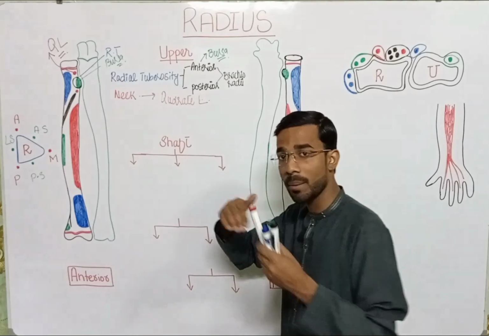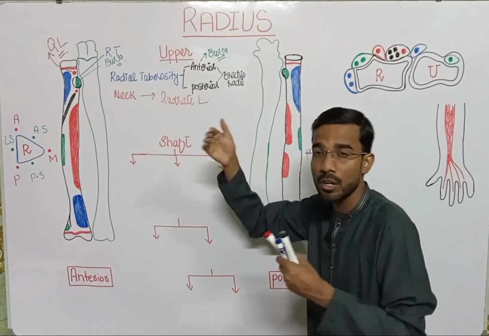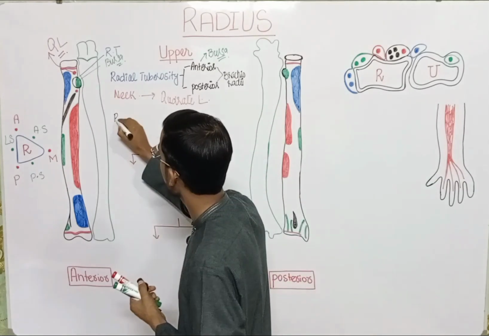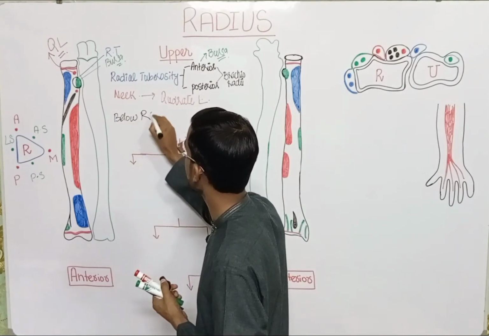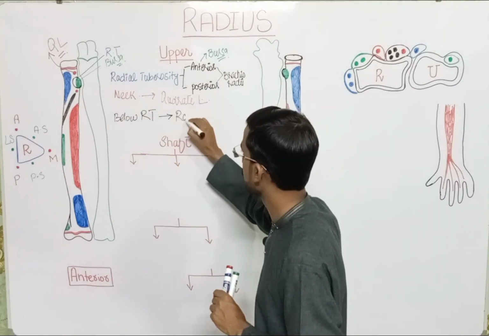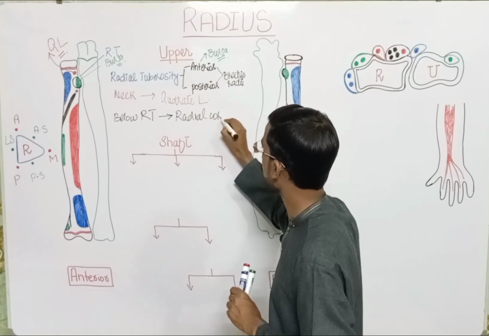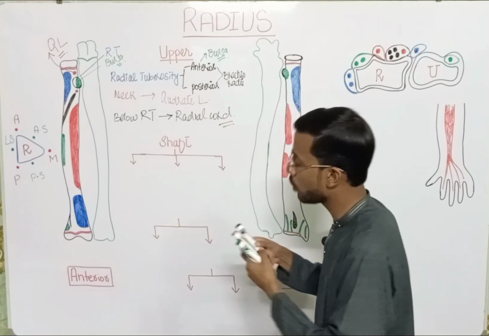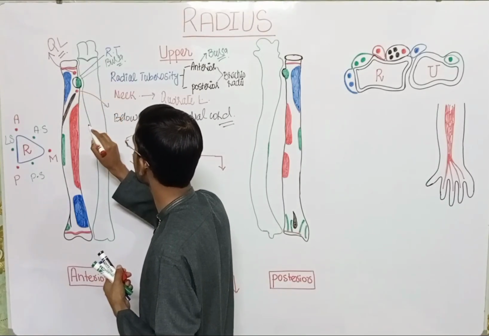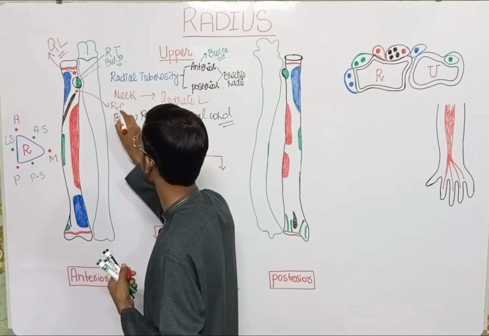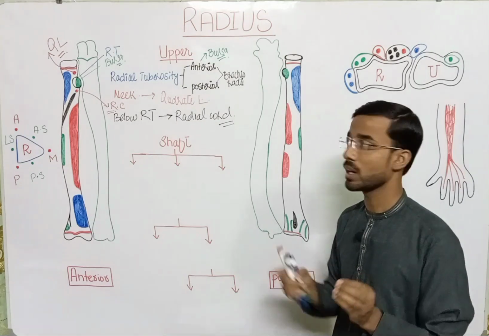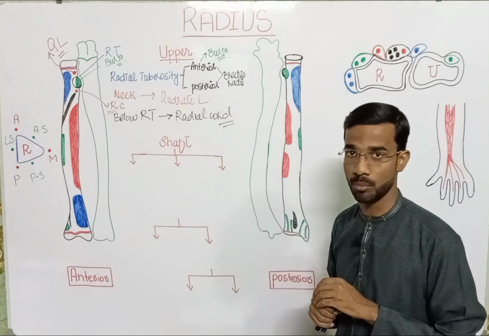That is above the radial tuberosity, and below the radial tuberosity you will see a cord which is called the radial cord. Radial cord is present below the radial tuberosity. This is the attachment site for the radial cord. So now these are the three major attachments at the upper side of the radius bone.